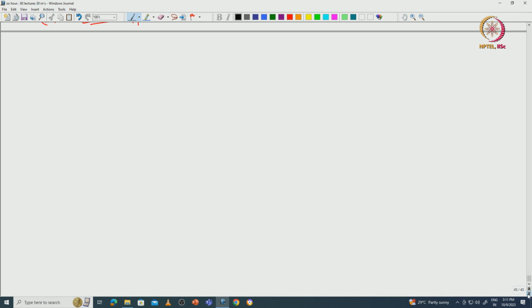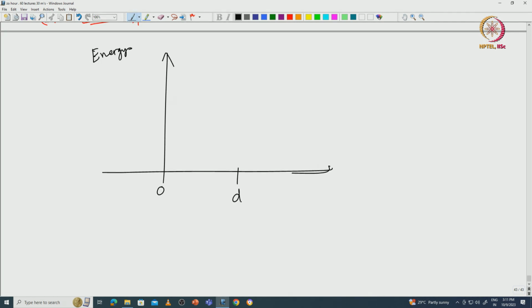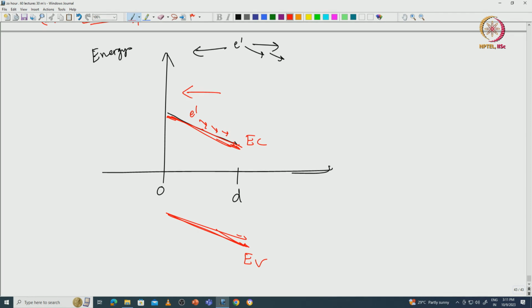If I try to draw the energy band, so this is 0, this is D, I know the electric field is negative. Remember, if the electric field is negative in this direction, then electron will roll downhill this way, electron will move in this direction, which means the energy band diagram has to be in this direction. I will use the red color maybe. So this is your conduction band, and this is your valence band. Why is it in this shape? Because an electron will roll downhill like that, which means the field is in this direction, which is precisely what I told in the last slide.